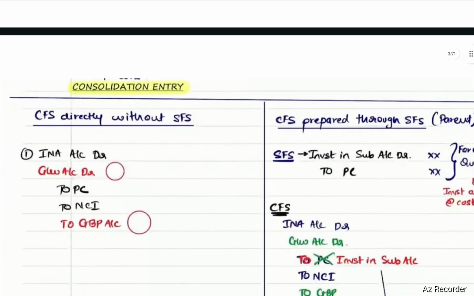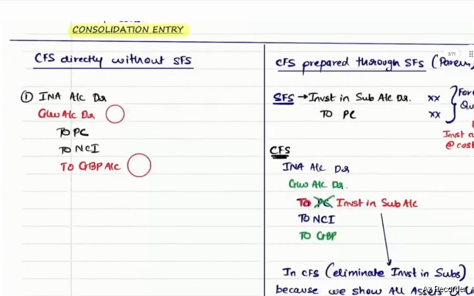Consolidation entry. If the consolidated financial statement is directly prepared without SFS, separate financial statements, then the consolidation entry will be: identifiable net assets account debit, to purchase consideration, to non-controlling interest. Balance will be goodwill or gain from bargain purchase. Goodwill means debited, gain from bargain purchase will be credited.